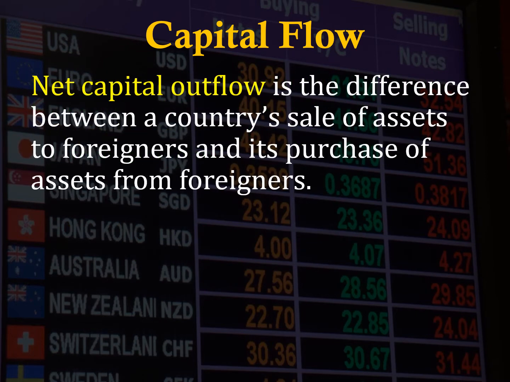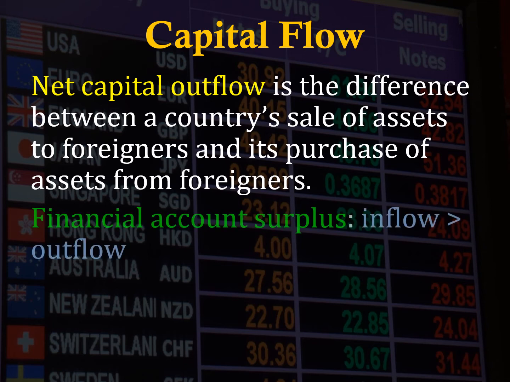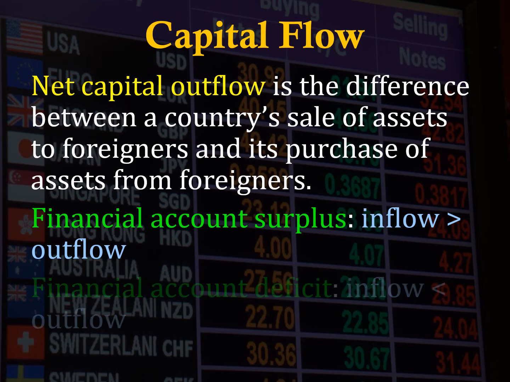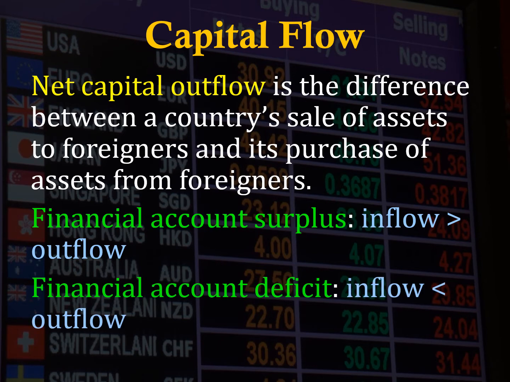Net capital outflow is the difference between a country's sale of assets to foreigners and its purchase of assets from foreigners. So a financial account surplus represents capital inflow exceeding capital outflow. A financial account deficit is when inflow is less than outflow. In other words, the outflow, the money leaving an economy, exceeds the money coming in.